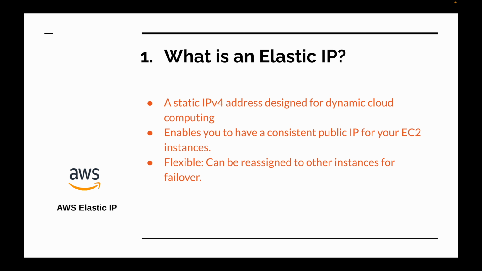So Elastic IP enables you to have a consistent public IP, and it's also very flexible. It can be reassigned to other instances in case of failure. So Elastic IP solves this problem: you associate it with your EC2 instance and reassign it to another instance in case of failure or scaling.